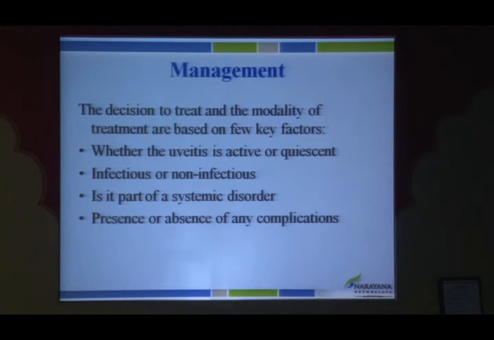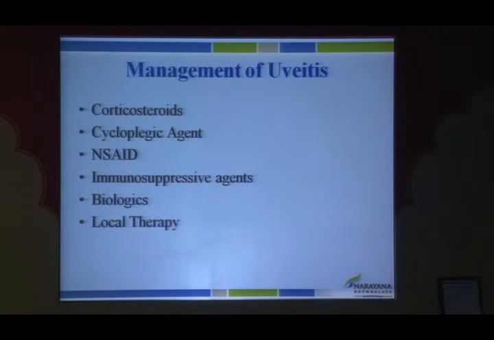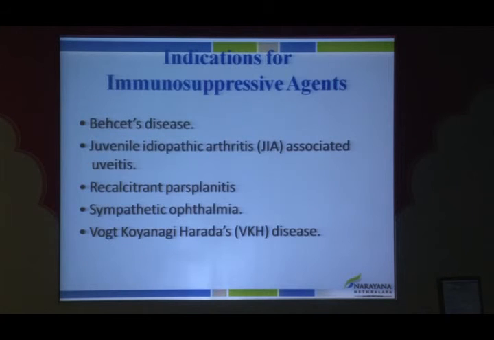So most of the time we have to decide whether the uveitis is active or quiescent, infectious or non-infectious, associated with systemic disease, and whether the child has any associated complications or not. Corticosteroids are the mainstay in the treatment, followed by cycloplegic agents for associated anterior segment inflammation. If the inflammation persists for a longer time, we switch over to immunosuppressives, and in conditions like JIA and Behçet's, we do start the child on biological therapy.